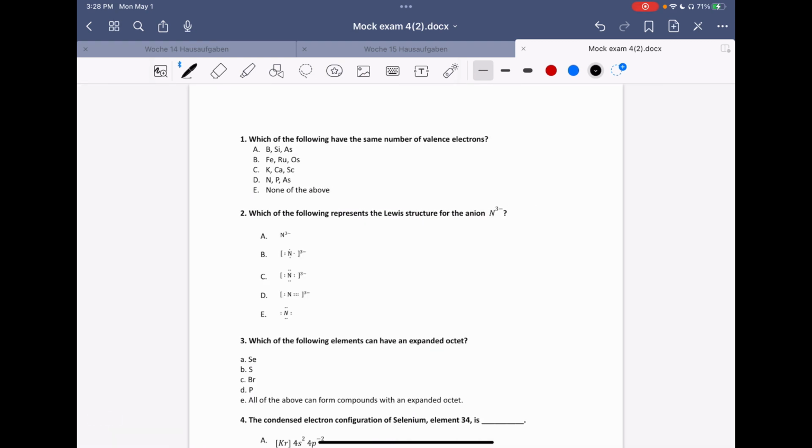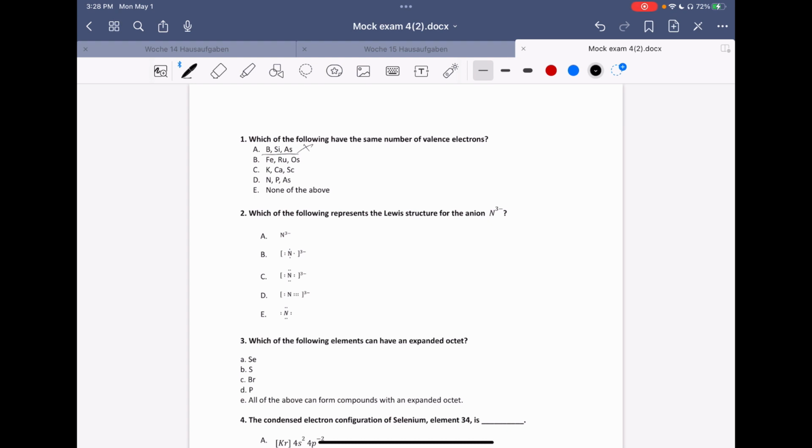Which of the following have the same number of valence electrons? For this problem, you want to look at which trios of elements are in the same column, because if we look down a column, they all form the same ions. If you look at this first one, boron, silicon, and arsenic, they are on the metalloid diagonal, so they're not in the same column. So it's not that one.